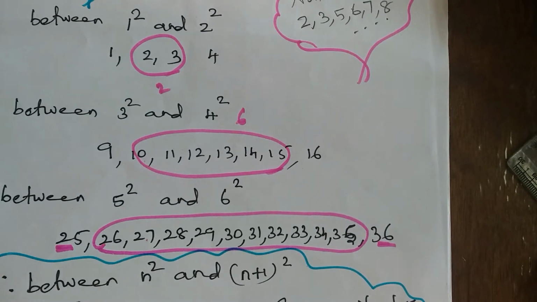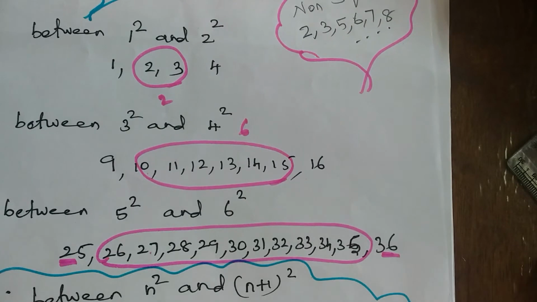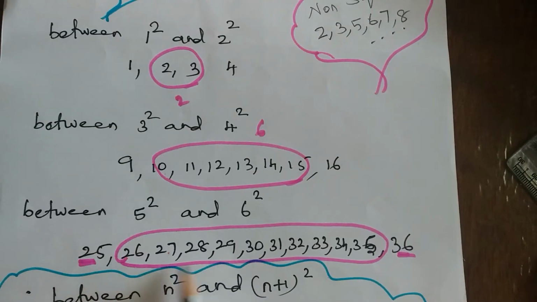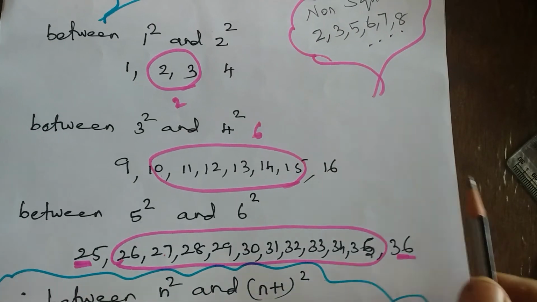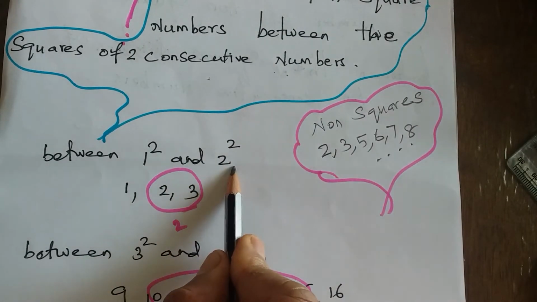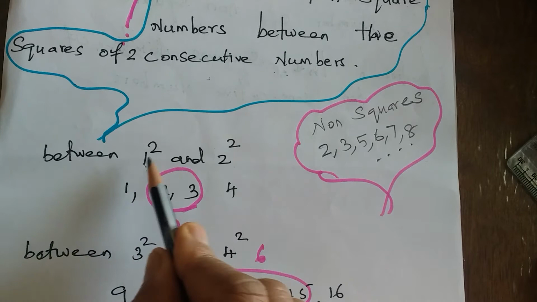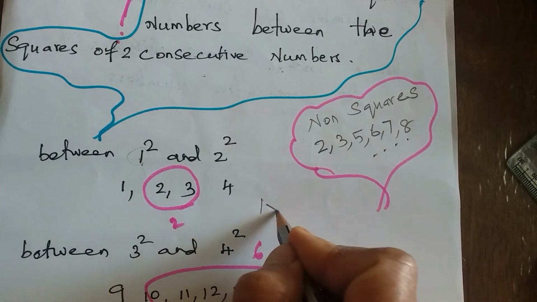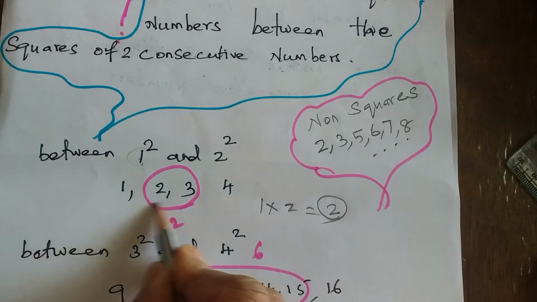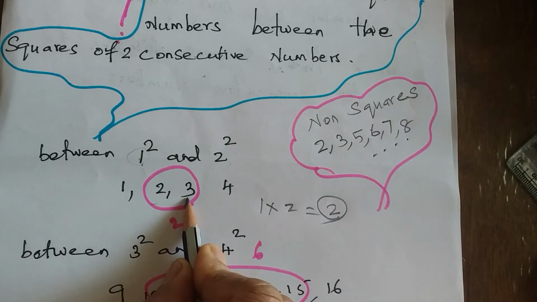And there is an easy way to find it. What is it? Without writing these numbers and counting, we can directly do it just by multiplying out of these two consecutive numbers. The smaller number 1, multiply this 1 by 2. 1 into 2 gives you 2. And there will be 2 non-square numbers. Check. Are there 2 non-square numbers between 1 and 2?